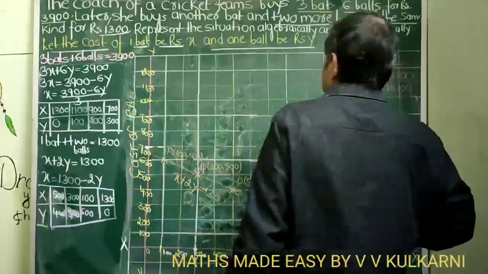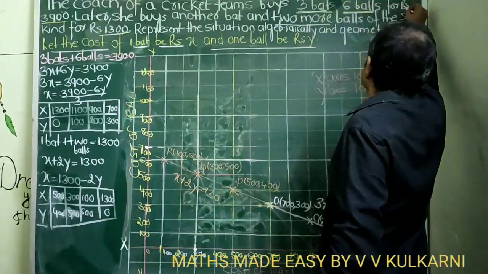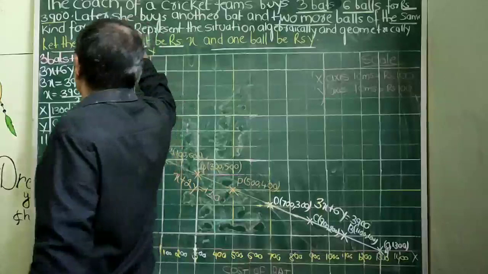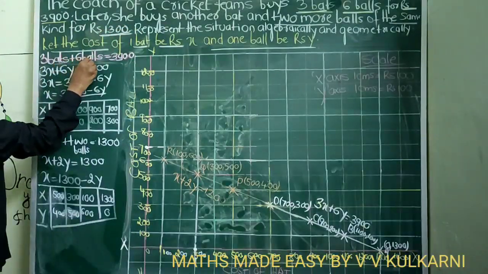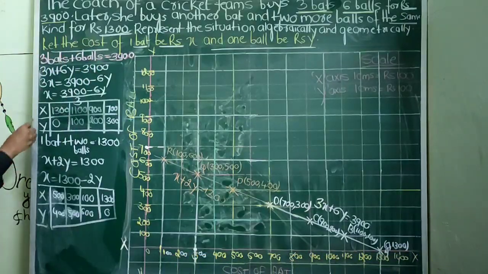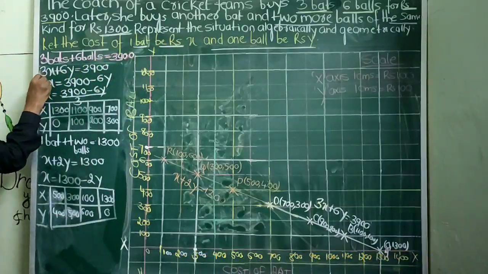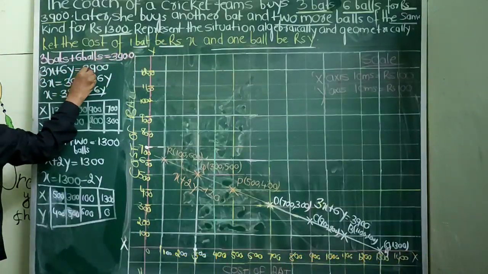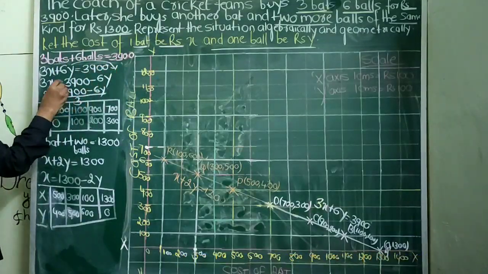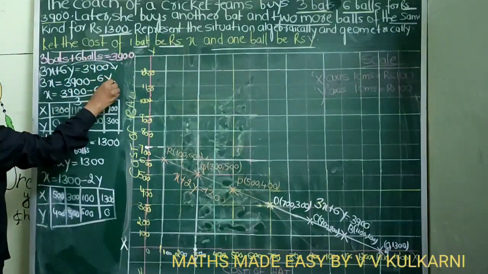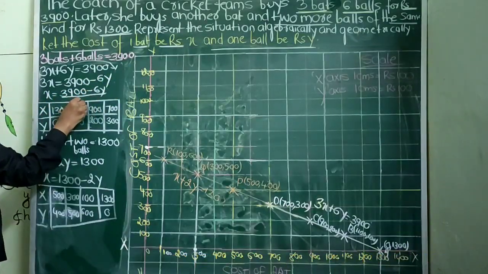Now let us see the key points. Here the key points are 3 bats and 6 balls, and the cost is rupees how much? 3900. So here 3 bats plus 6 balls is equal to 3900. So 1 bat costs rupees x, so 3 bats will cost 3x plus 6y is equal to 3900. Children, if I transpose this 6y towards the right side, then it will become 3900 minus 6y. So x will be equal to 3900 minus 6y divided by 3.